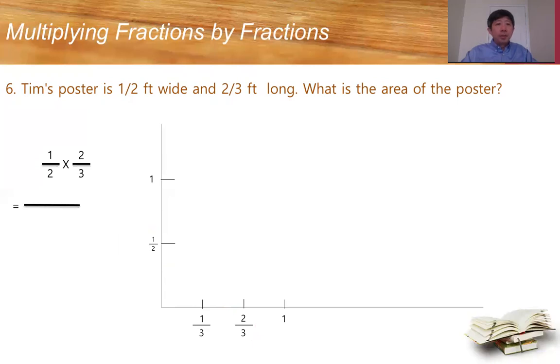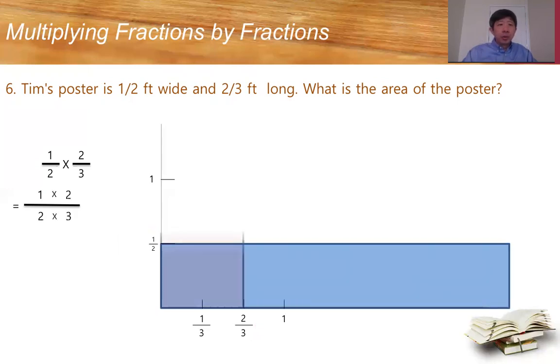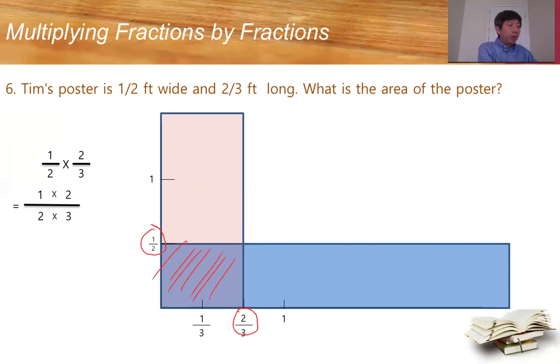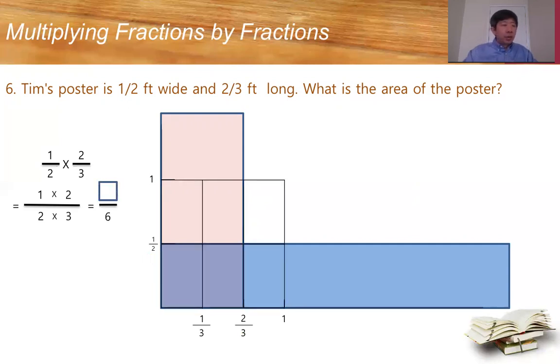Procedurally, you take 1 times 2 over 2 times 3, right? 1 times 2, 2 times 3, like this. So this is 1/2, this is 2/3, right? And then multiplied together will be this area, right? So therefore, you will get how many? You take the numerator times the numerator over the denominator times the denominator. So you got 2/6, right? 2/6.